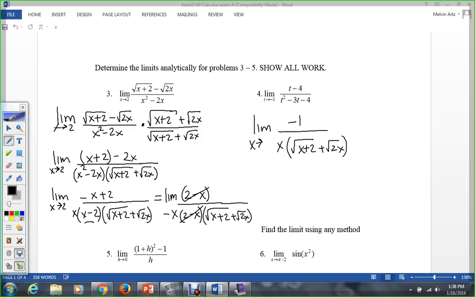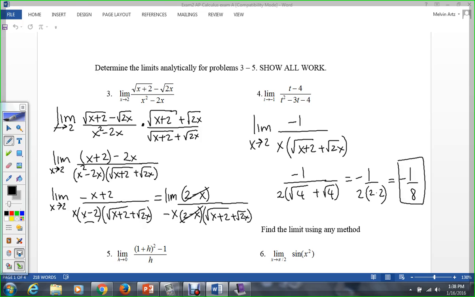Now it appears we can use direct substitution. So if we use direct substitution, we would have negative 1 times 2 times the square root of 4 plus 2 times 2. So we have negative 1 over 2 times 2 times the square root of 4. But we know the square root of 4 is 2, so we get negative 1 all over 8. So let me get rid of all of that so we can look at the next problem.